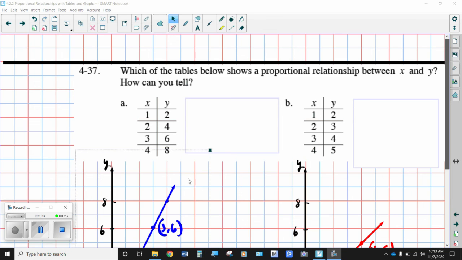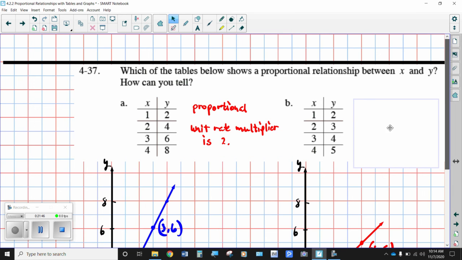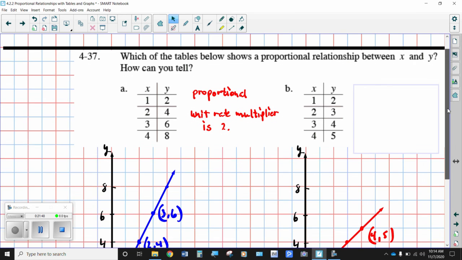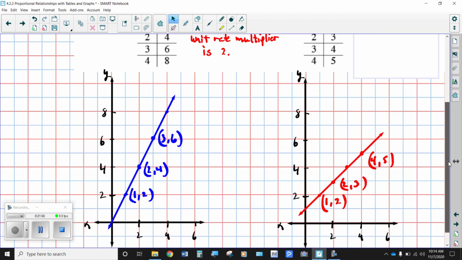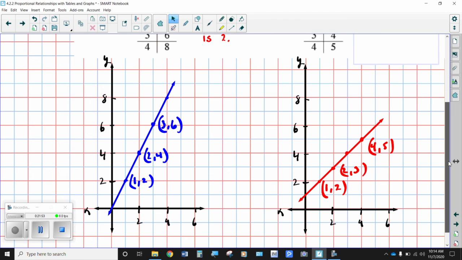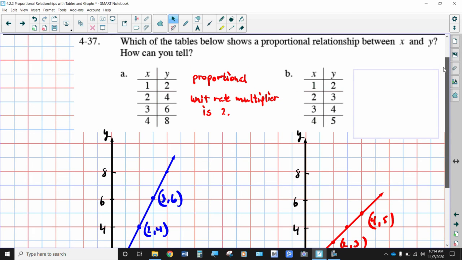All right, so what did you get for your answer? Does table A appear to be proportional? Well, does it look like there's a constant multiplier? 1 times 2 is 2, 2 times 2 is 4, 3 times 2 is 6. Yes, it does. The unit rate and the multiplier is 2, and when you graph these points, it's a straight line that passes through 0, 0. So yes, that is absolutely proportional. And then you can see the graph right here.